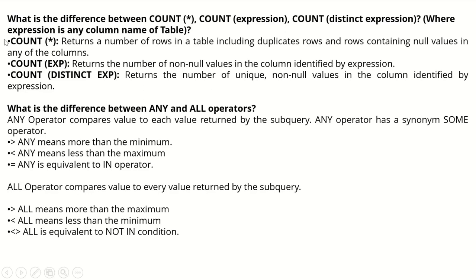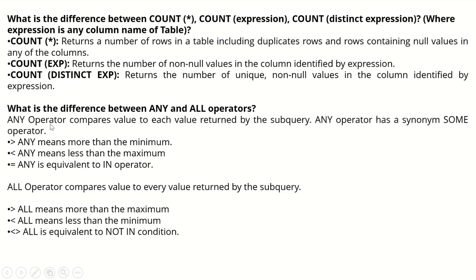So then, what is the difference between count(*), count(expression), and count(distinct expression), where expression is any column name of a table? Count(*) returns the number of rows in a table, including duplicate rows and rows containing null values in any of the columns. Count(expression) returns the number of non-null values in the column identified by the expression. Count(distinct expression) returns the number of unique non-null values in the column identified by the expression.